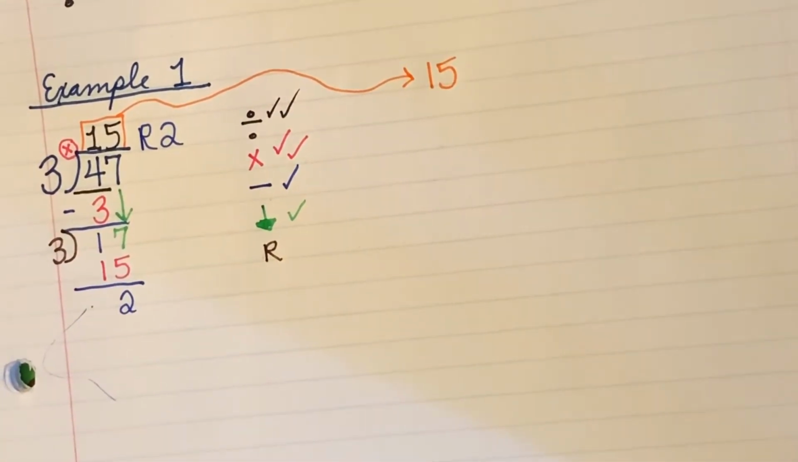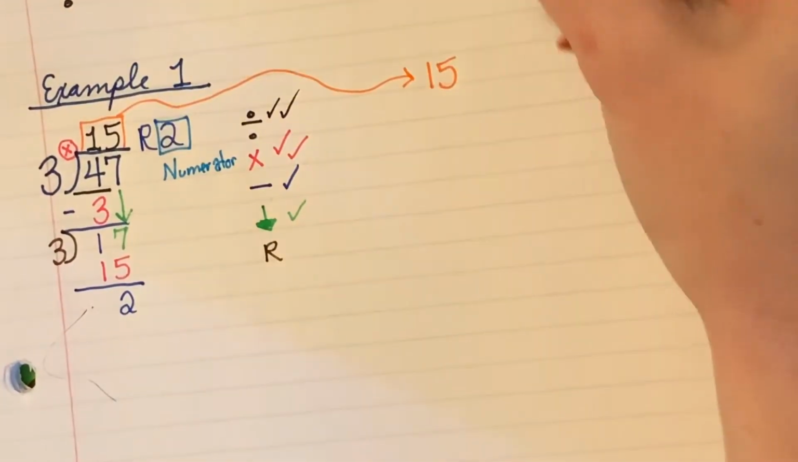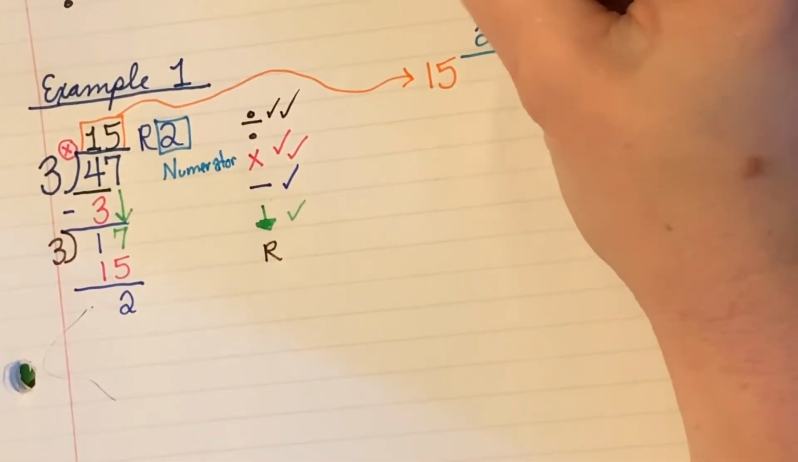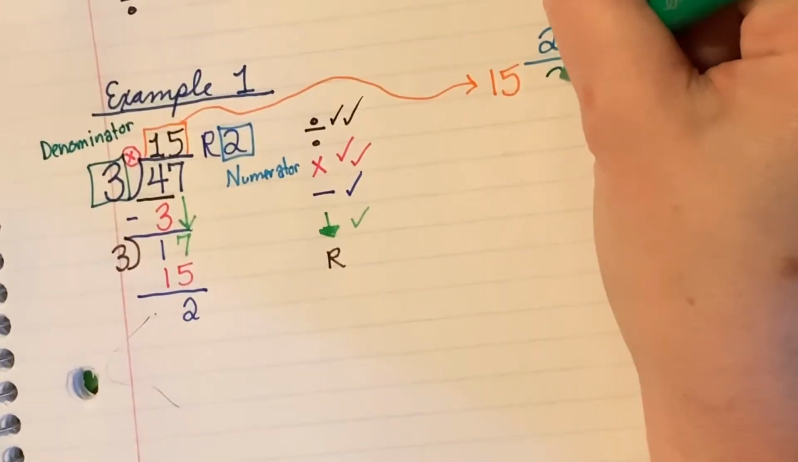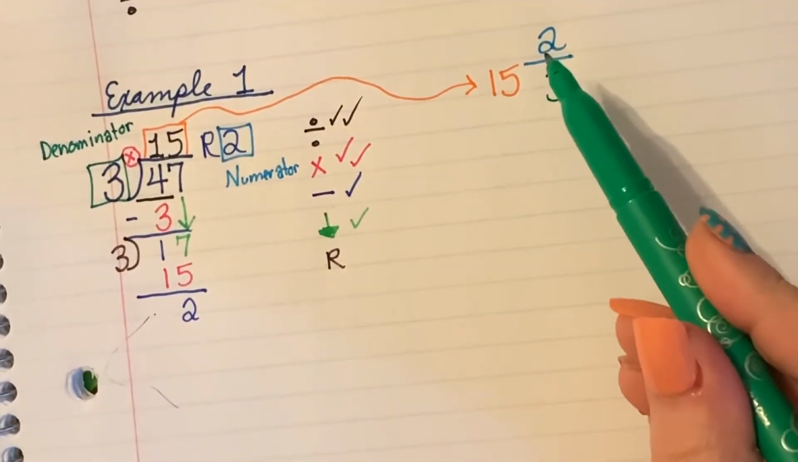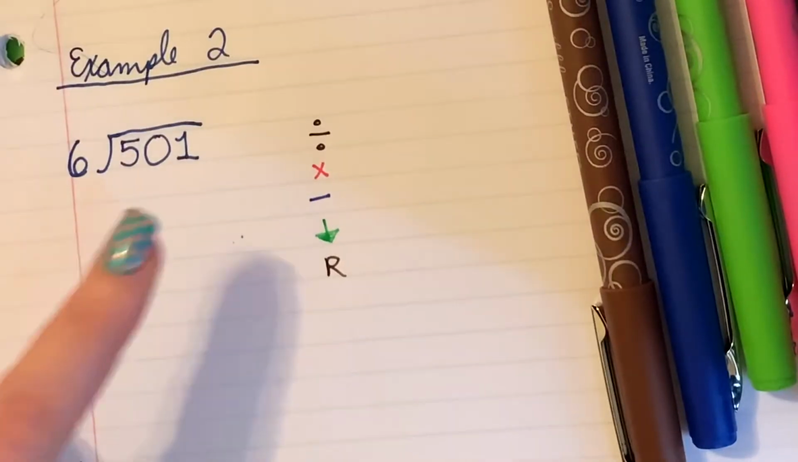Now, if you're going to change this to a fraction, just know that this 2 is your numerator. So 2 goes here, and your denominator is this right here. Okay, so that goes there. So we have 15 and 2/3.